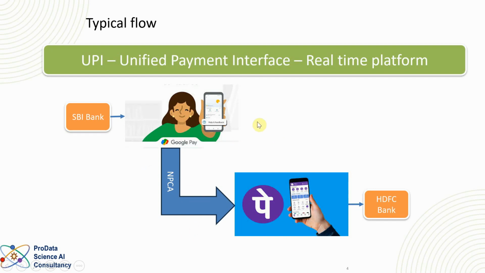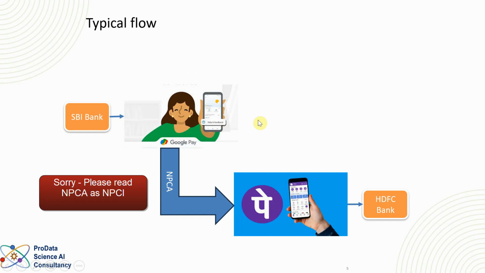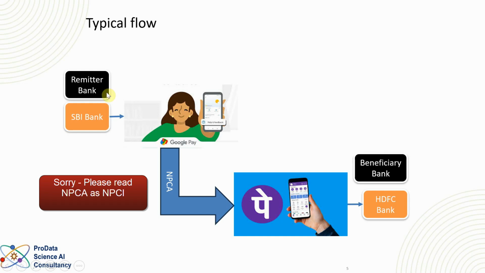In this case, the bank from where the money was deducted is called the remitter bank, meaning the bank which deducted the money. The bank account where the money got deposited is called the beneficiary bank. The app which was used by the payer is called the payer app. The app that was used by the payee, meaning the person receiving the money, is called the payee app.